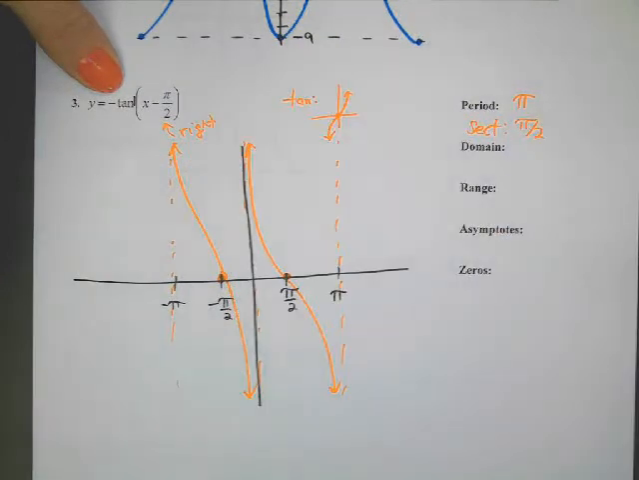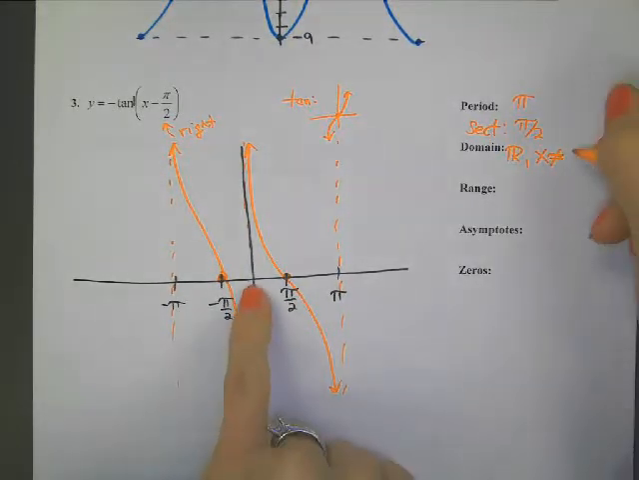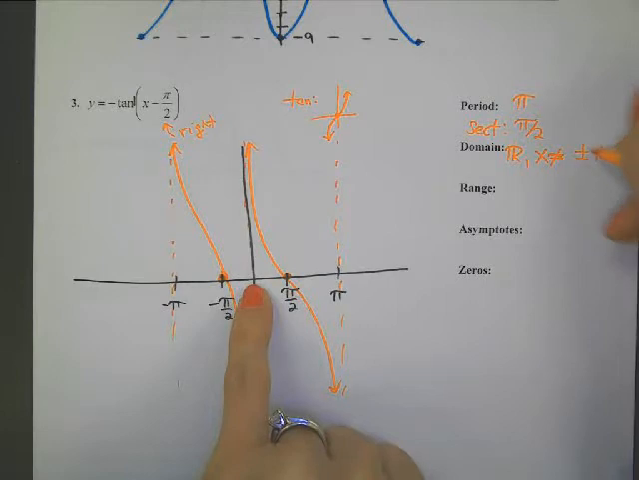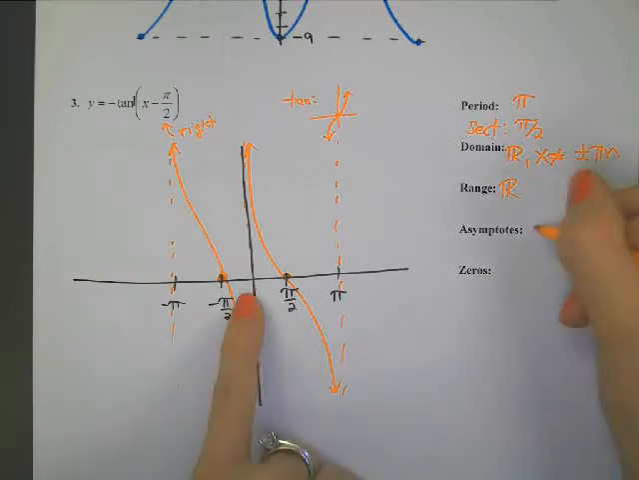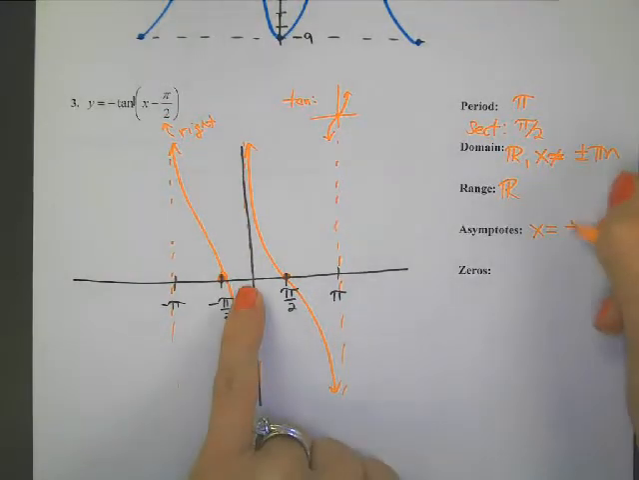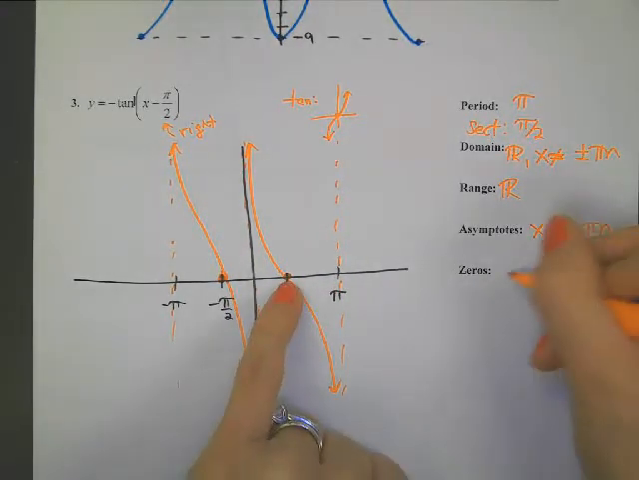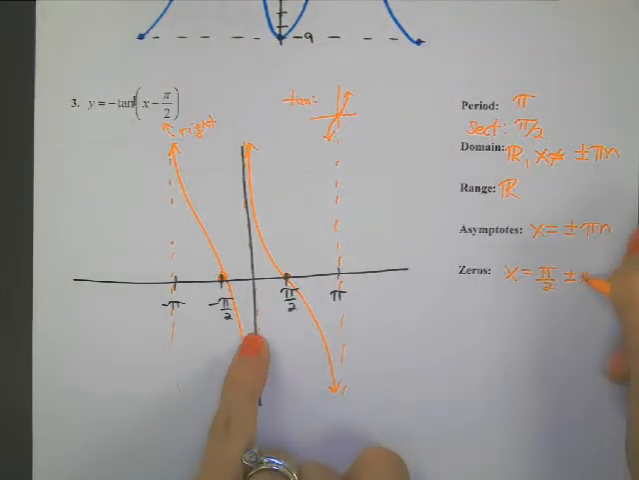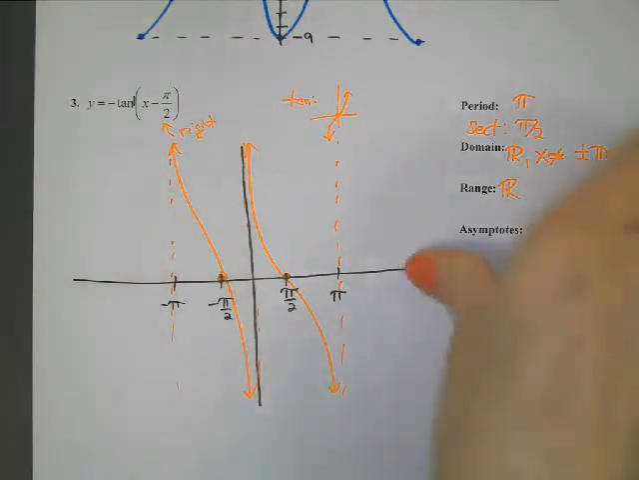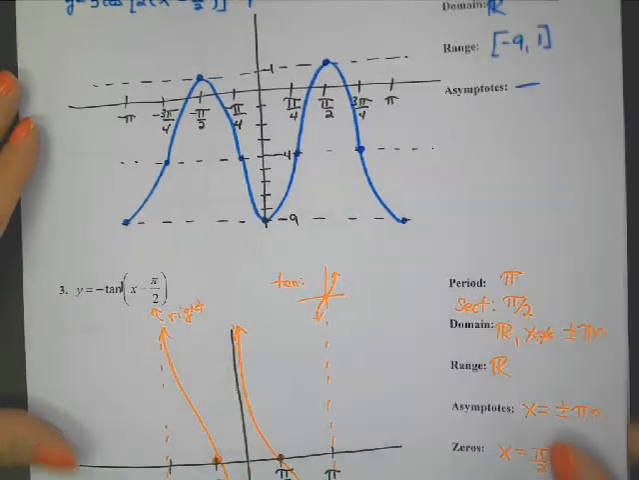Oops, make it bigger. Okay, domain is all reals except where there is not any graph: 0 plus or minus pi n. The range for this one is all reals. Are there asymptotes? Of course, x equals 0 plus or minus pi n. Are there zeros? You betcha. x equals pi over 2 plus or minus pi n.